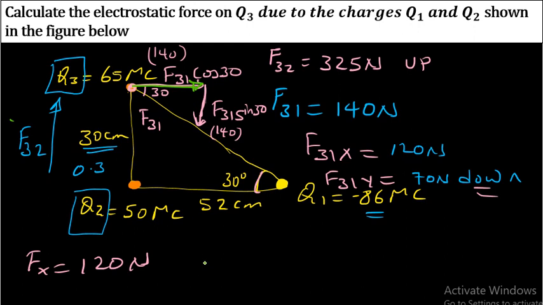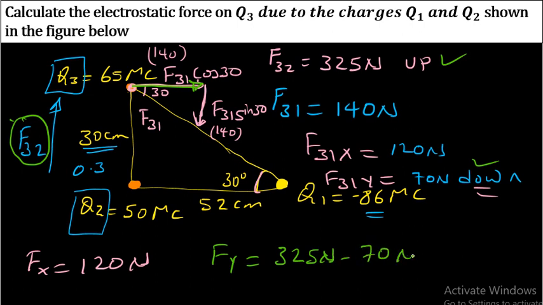But vertically we have two forces. One of the forces is the force on 3 from 2, which we got already, 325, that's upward. And the second one is a downward force. We got it here at last, 70 Newton. So the y component force, the resultant force in the y direction, will be 325 Newton minus 70 Newton. So this is going to be 225 Newton, which is upward.